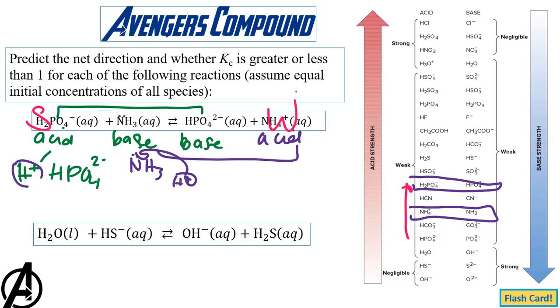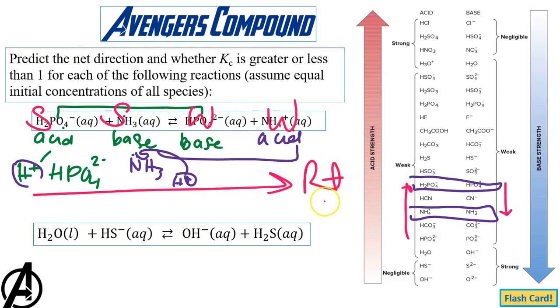Next, let's go ahead and look at our bases. So we see that NH3 is a stronger base than HPO4 2 minus. So overall, the reaction is going to shift to the right. If it's shifting to the right, that means our products are being produced more, and so our K value is greater than 1. Those are our answers. Shift to the right, and then, of course, our K value is greater than 1. Let's do it for the next one.